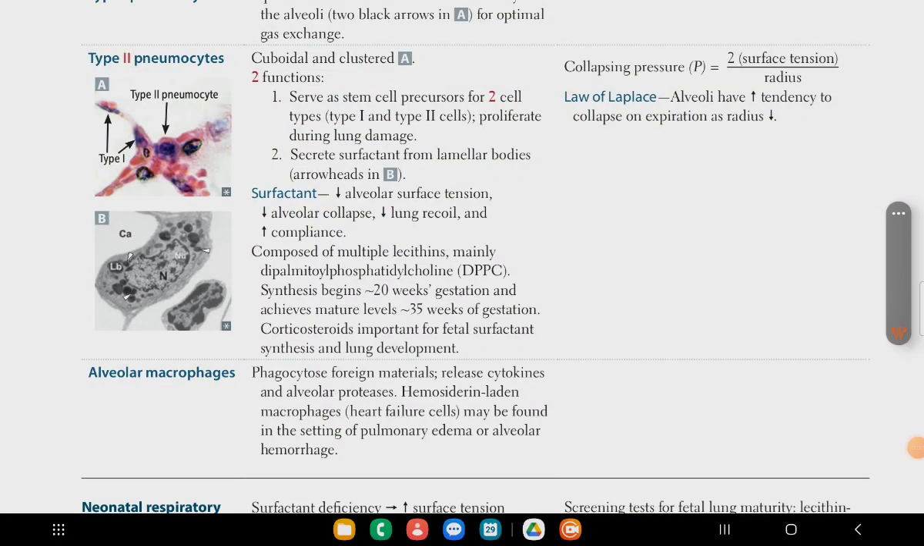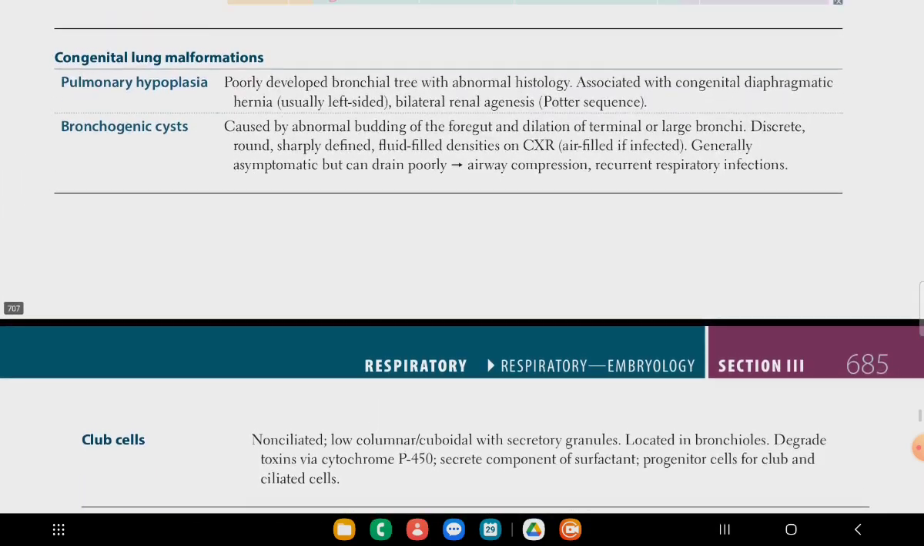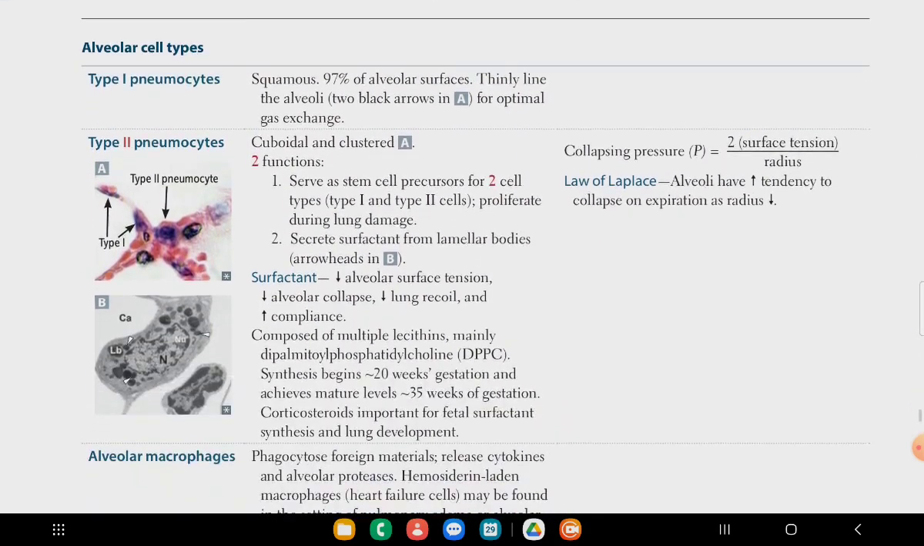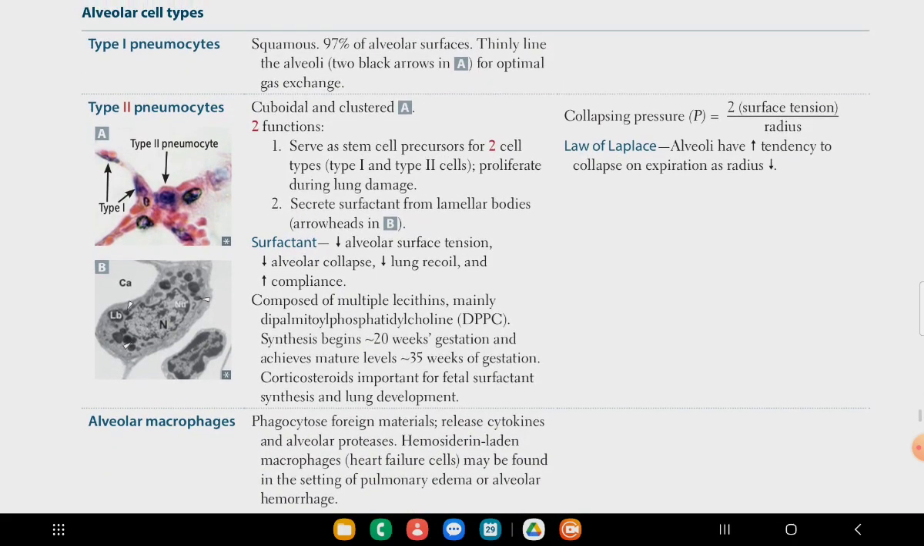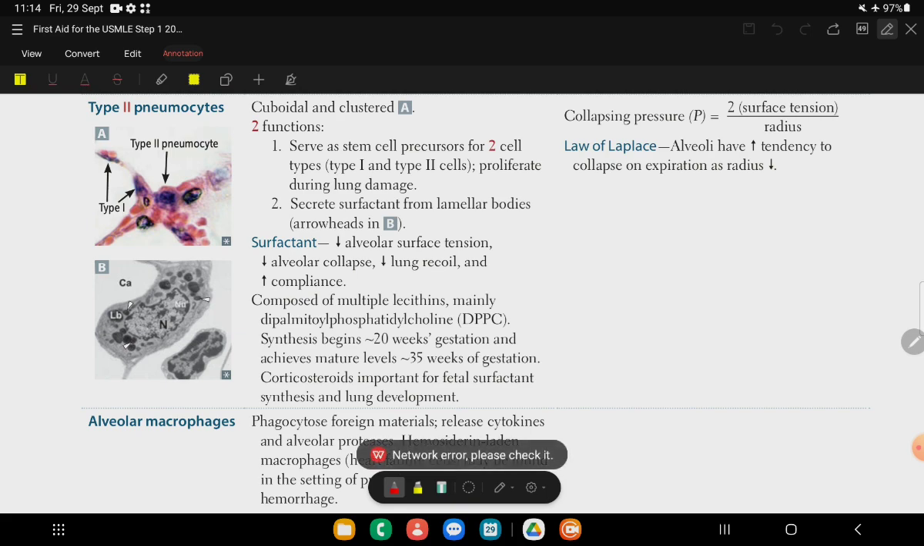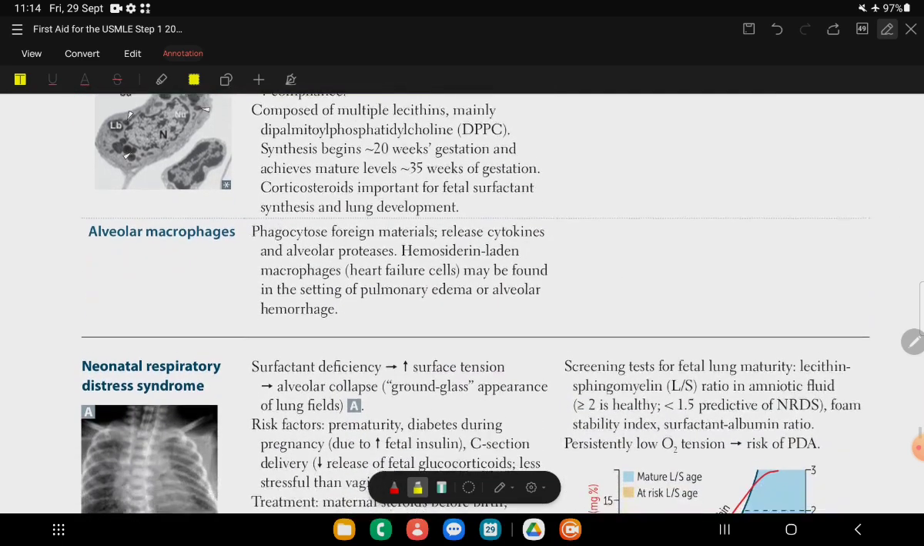Okay, so the first one, from the congenital lung malformation. Then we have the next one, we covered the alveolar cell types. So here I told you that there is a type 1 and type 2. Two types of cells are present there, basically type 1 and type 2. The cuboidal cells are the type 2, they basically have the secretory function, and they secrete the surfactant. The most important thing, type 2 secrete the surfactant.